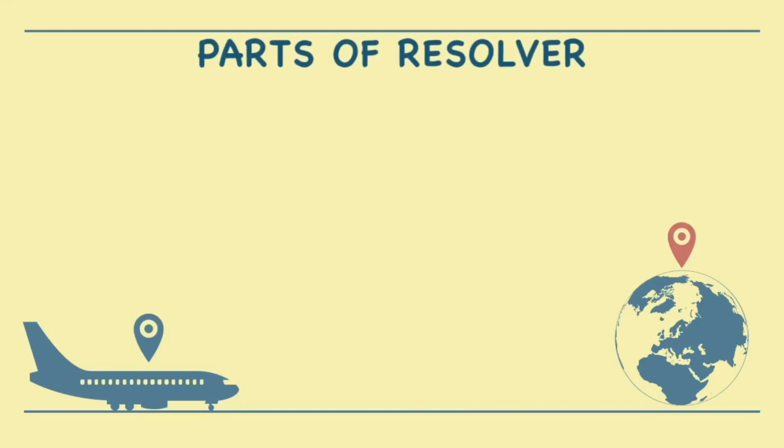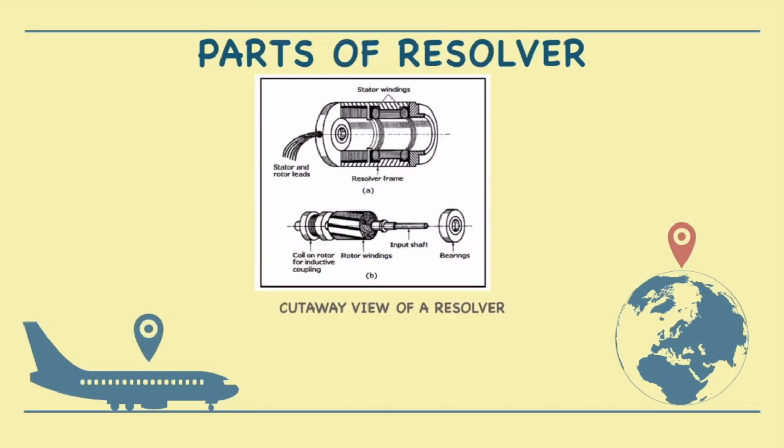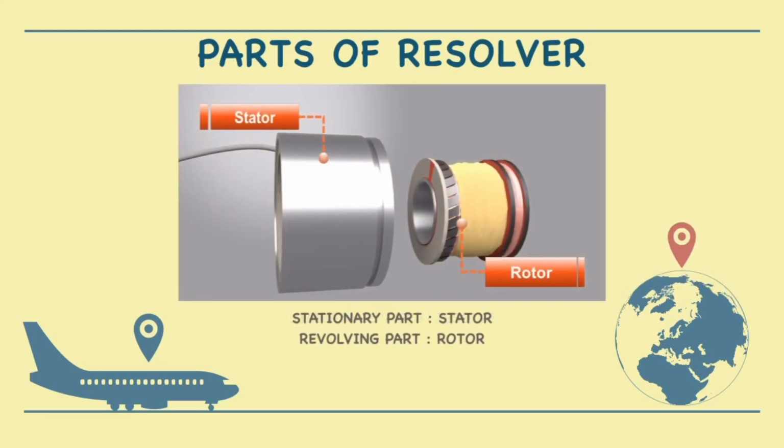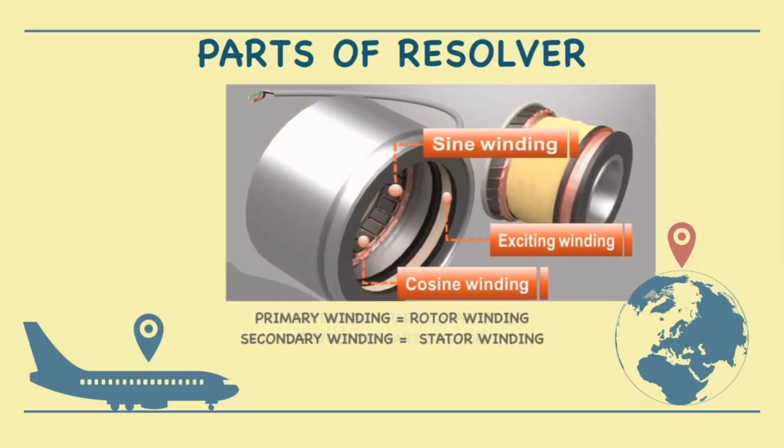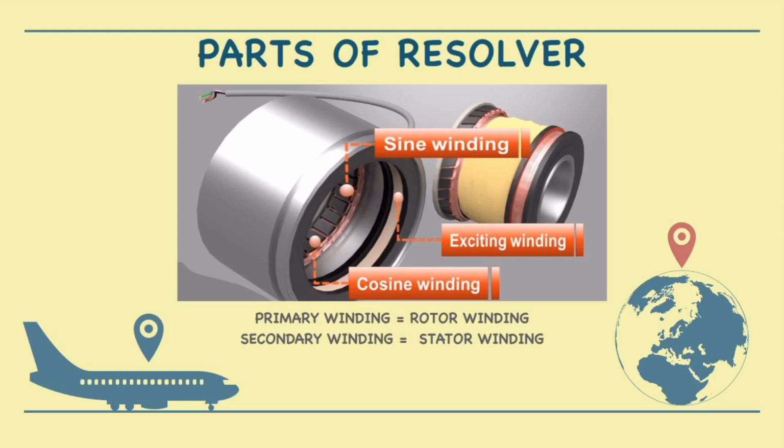The resolver consists of a stationary part called a stator, a revolving part called a rotor, and a motor shaft. Moreover, a resolver has two primary windings and two secondary windings oriented at 90 degrees to each other. The primary winding in a resolver can be physically rotated with respect to the secondary windings. For this reason, the primary winding is called the rotor, and the secondary windings, which are fixed, are called stators.